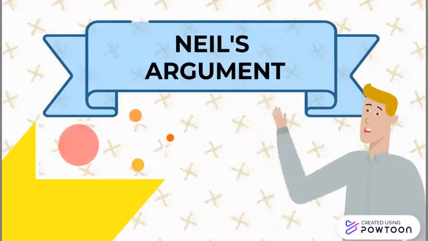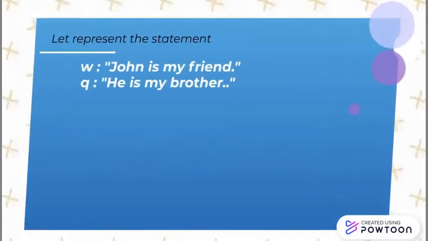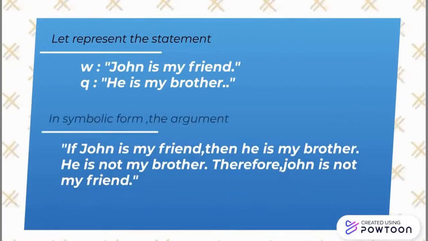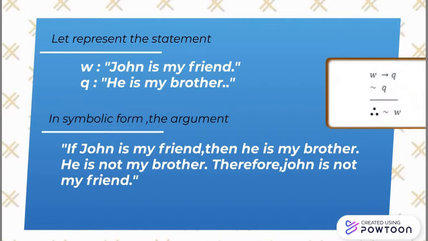Neil's argument. Let W represent the statement, John is my friend. Let Q represent, he is my brother. In symbolic form, the argument, if John is my friend, then he is my brother. He is not my brother, therefore John is not my friend. The image above shows the symbolic form.